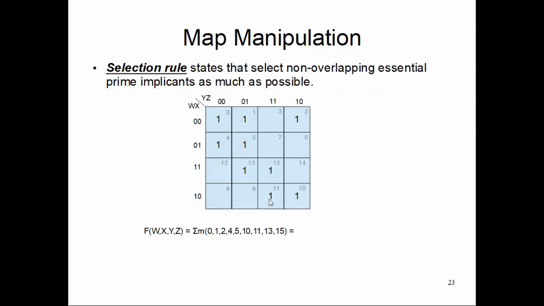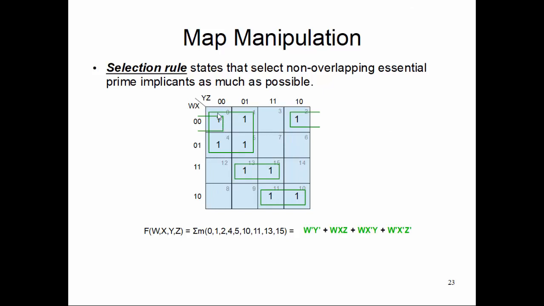Now, the selection rule states that we should select non-overlapping essential prime implicants as much as possible. We'll see why with this example. We have an SOP, which is the summation of minterms 0, 1, 2, 4, 5, 10, 11, 13, 15. We start grouping them.